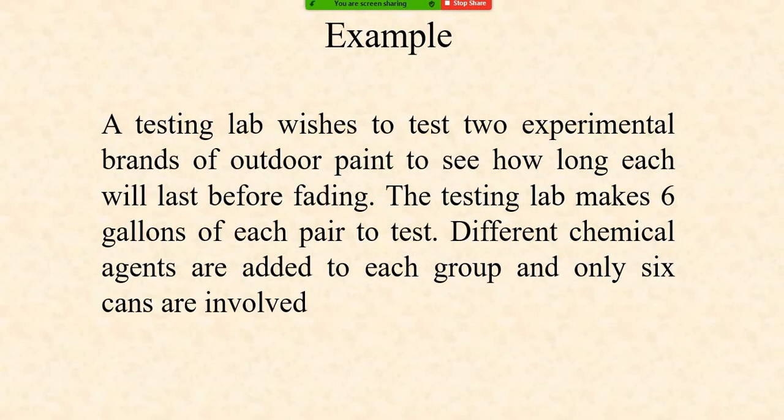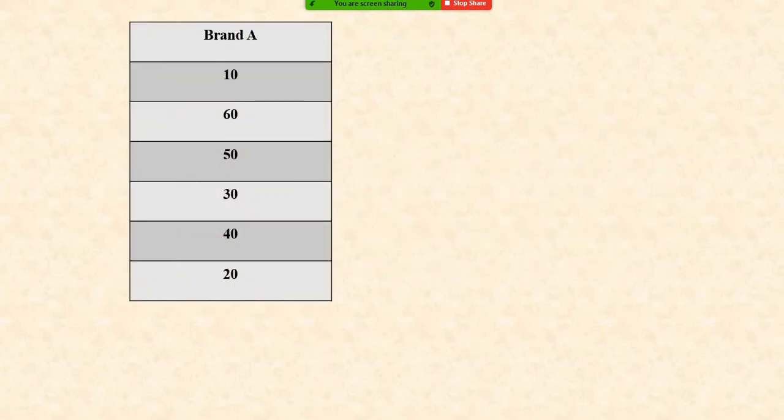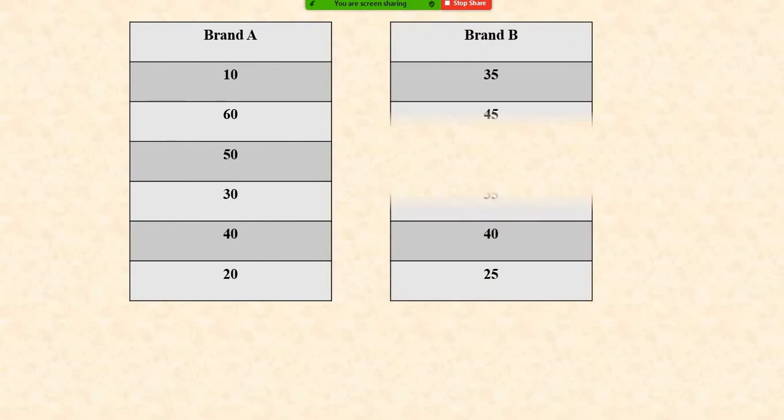To show further how the measure of spread can be used, let's have this example. A testing lab wishes to test two experimental brands of outer paint to see how long each will last before fading. The testing lab makes 6 gallons of each pair to test. Different chemical agents are added to each group and only 6 cans are involved. For brand A, we have the following amounts, and for brand B, we have the following amounts.